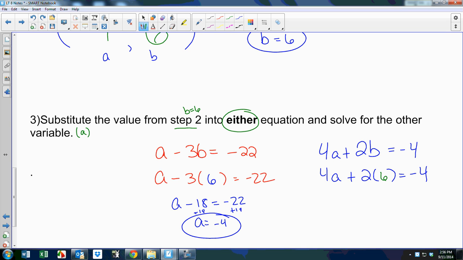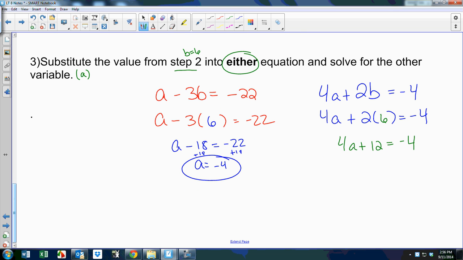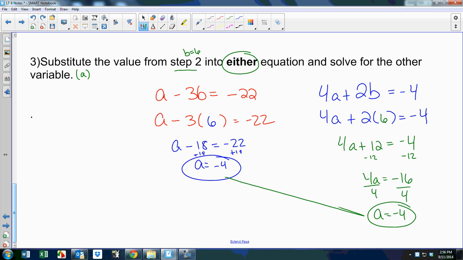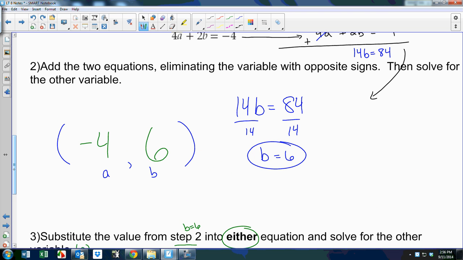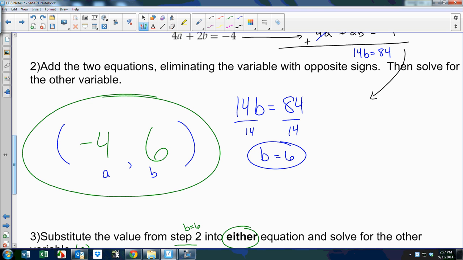4a plus 2 times 6, so 4a plus 12 equals negative 4. Solve for a, so subtract 12. 4a equals negative 16, divide by 4 to both sides, and a equals negative 4. So either way, we would have gotten a value negative 4. So our final answer, one solution, the point negative 4 comma 6.